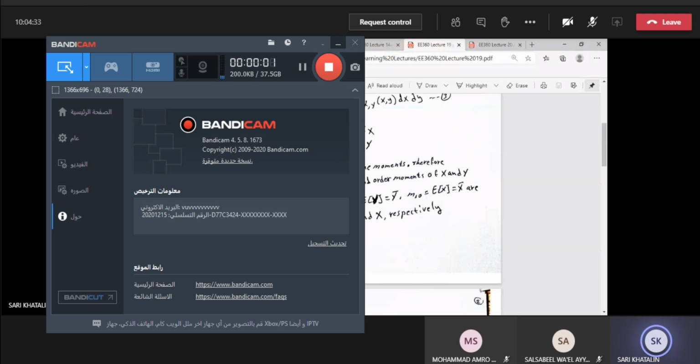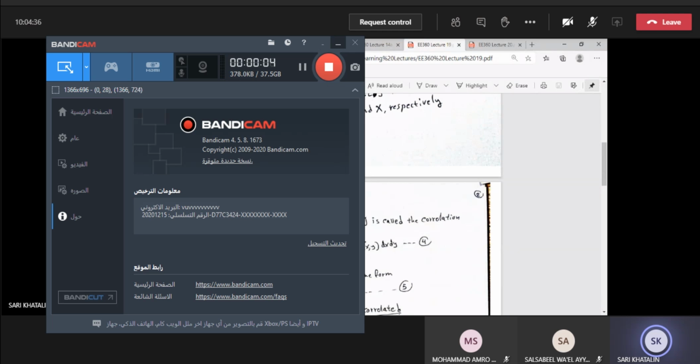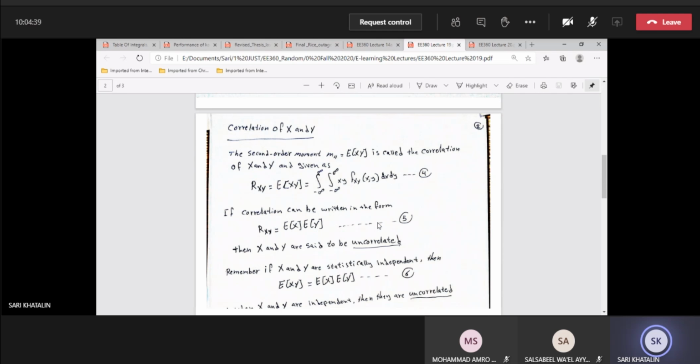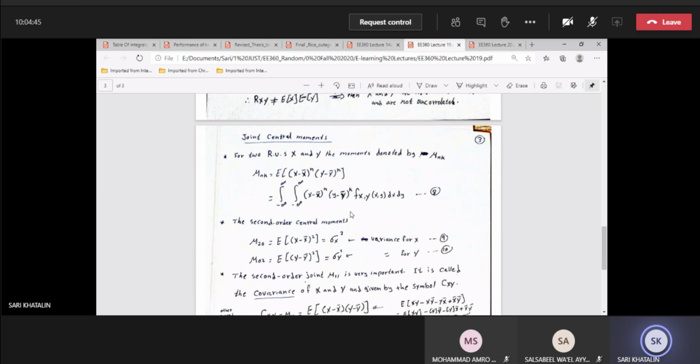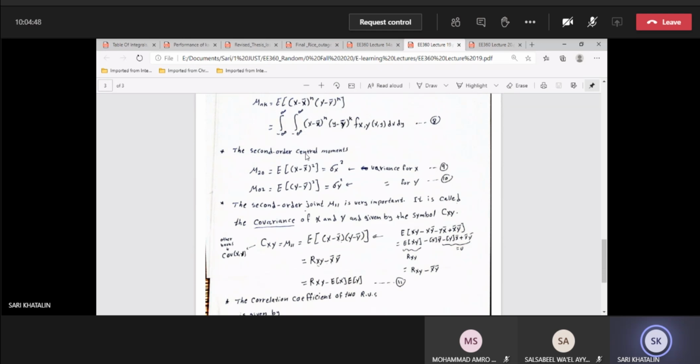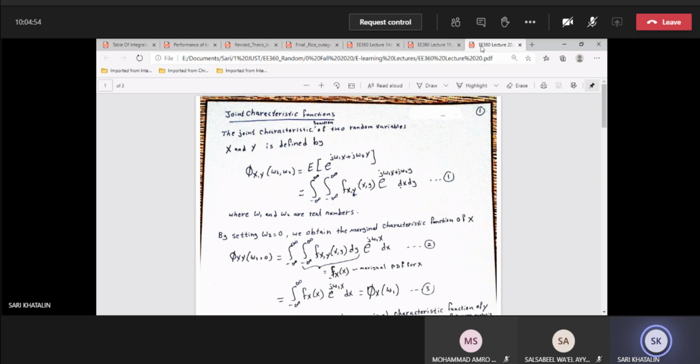Where we derived the correlation between X and Y of two random variables. And also, we talked about the joint central moments. And from there, we found the second order central moments, which is the covariance. So today, we're going to go over the joint characteristic functions, which is yet another tool to derive moments, the first moment, the second order moment, like we just did last lecture. And also we did the same thing for the single random variable X in chapter 3, if you remember, okay?